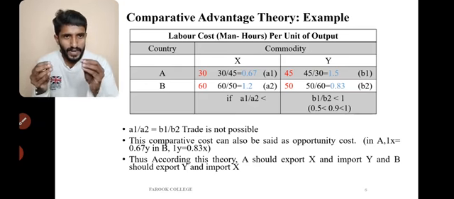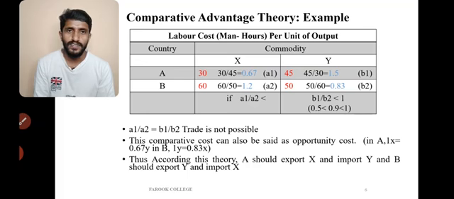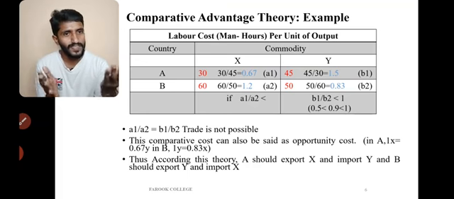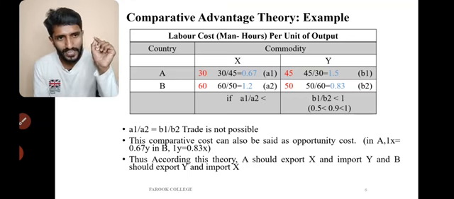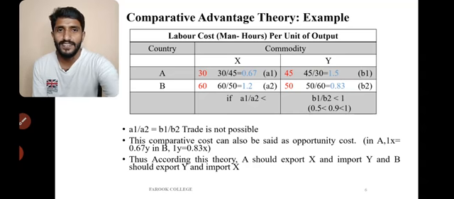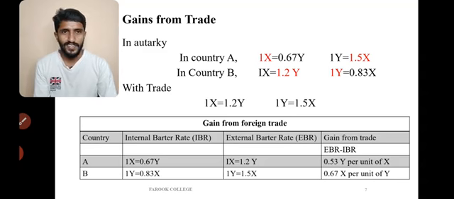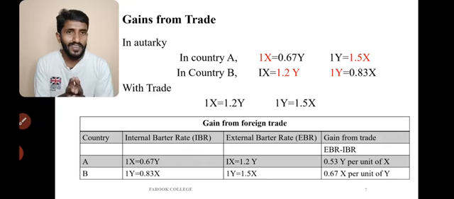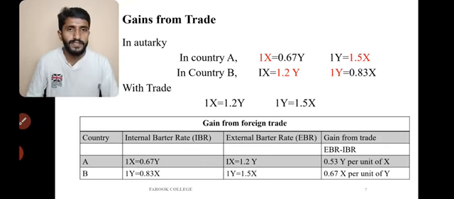Okay, so the comparative cost can also be said as opportunity cost. 1X is equal to 0.67Y, nothing but the opportunity cost. Okay, so according to this theory, A should export X and import Y, and B should export Y and import X, according to comparative advantage. So in autarky, which means if no trade happens, then what will happen?